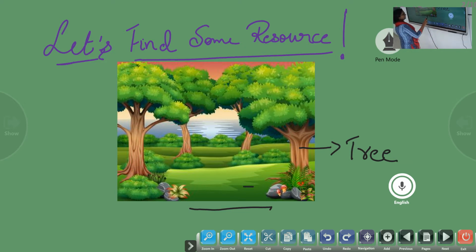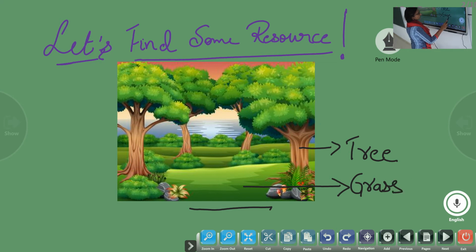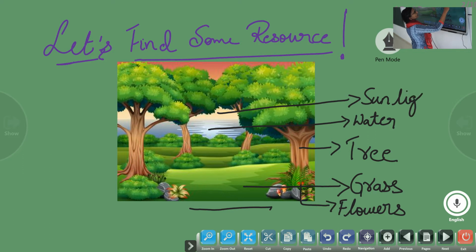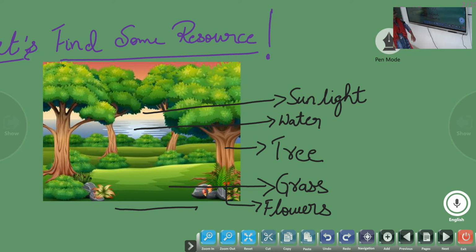I see the grass, I see water, I see flowers, I see the sunlight here, and I'm pretty sure you are also able to see many other things here, which let's not write for now.